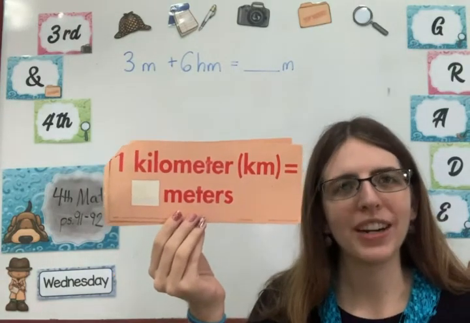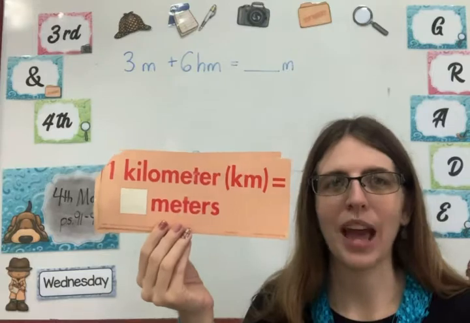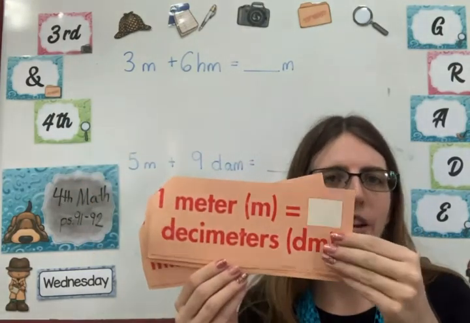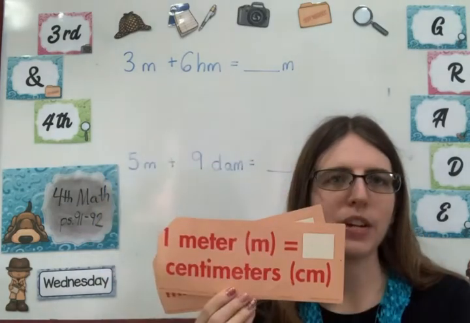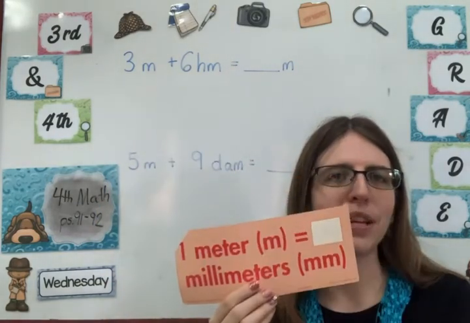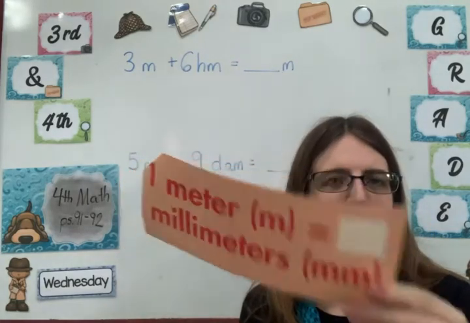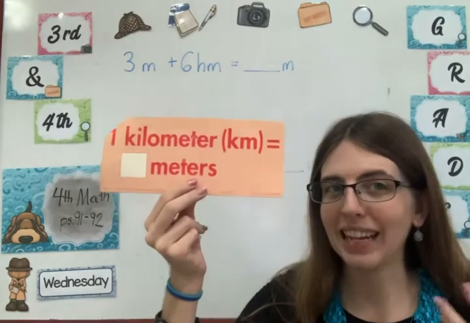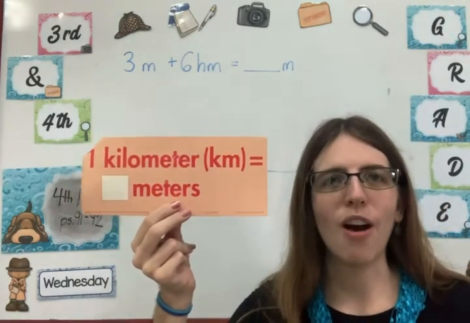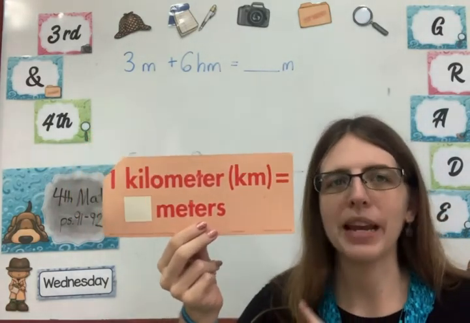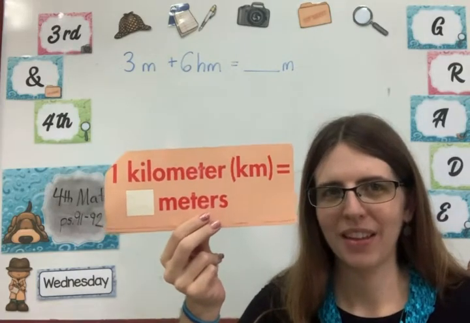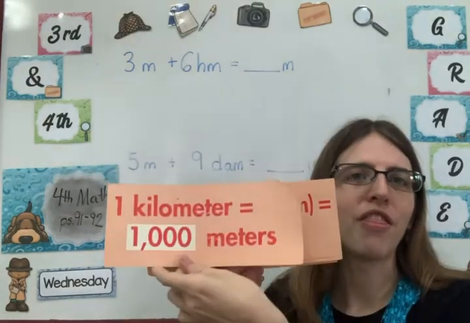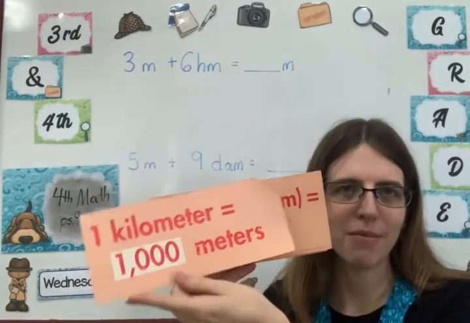1 kilometer is how many meters? So now we switched. These 3 that we just did are smaller than a meter because there's 10 decimeters in a meter, there's 100 centimeters in a meter, there's 1,000 millimeters in a meter. Now we've switched to the ones that are más grande than a meter. So now 1 kilometer is how many meters? When you see that prefix kilo, think 1,000. There are 1,000 meters in a kilometer.